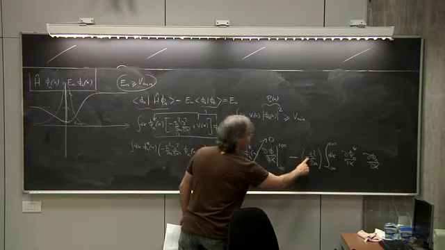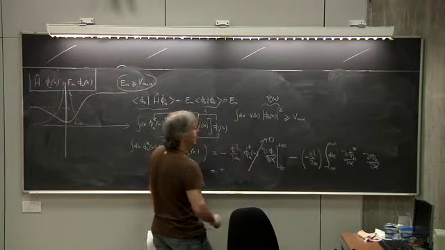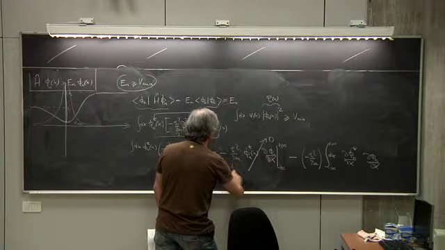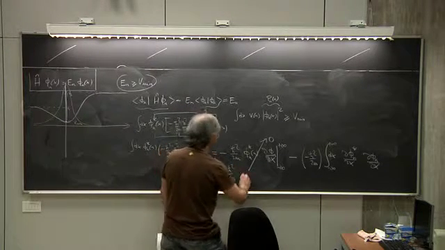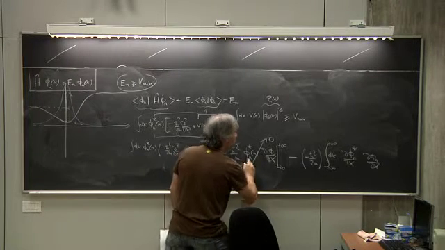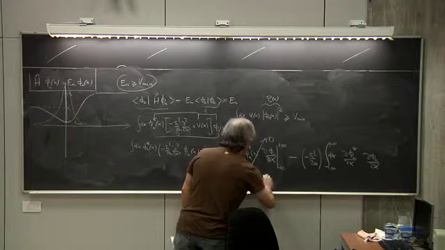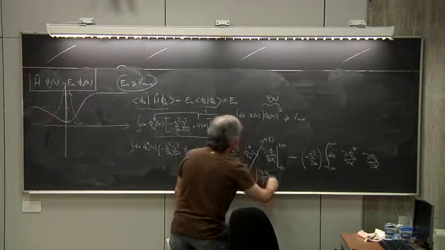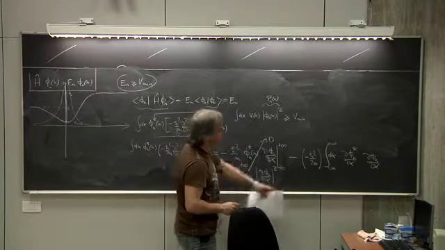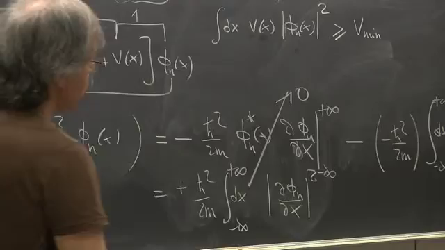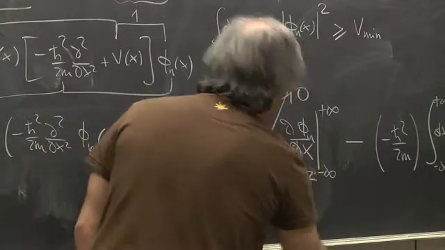Then I have minus and minus becomes a plus. And then I have what? I have h bar square over 2m integral over dx of the gradient of phi n modulo square. You see, this is the gradient times its complex conjugate. So it's the modulo square of the gradient.